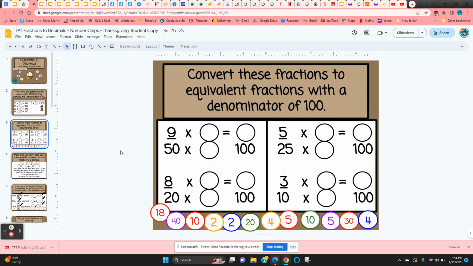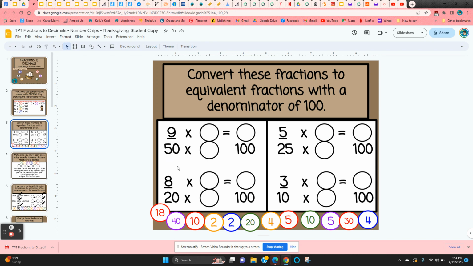The next slide, they're going to be converting fractions to equivalent fractions with 100 in the denominator. Now, all the numbers they need are on every slide. So that way, if they get to the end and the numbers aren't quite working, they know they've made an error somewhere and they need to go back and look again.